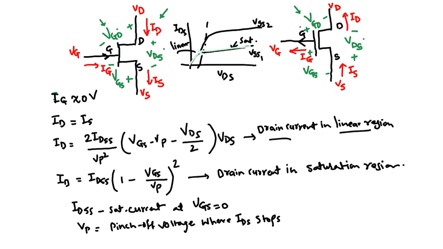And that's it. So that is about all the terminals and symbols of the FETs and the currents and voltages. And the two currents, that is the drain current in the linear region and the drain current in the saturation region, we have seen. And you can see that these are very important expressions in understanding the behavior and operation of your junction FETs.